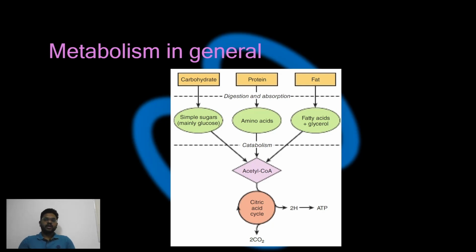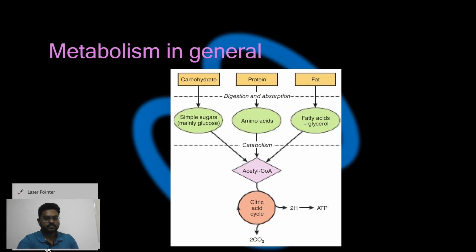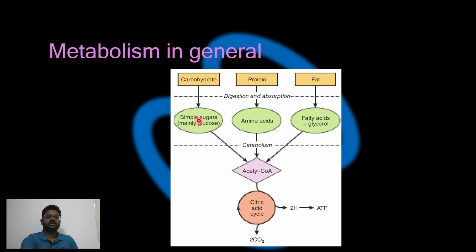So carbohydrates, when they are digested and assimilated in our body, we get a lot of simple sugars. Example: glucose, fructose, galactose, mannose, and all we get. But the most important and most abundant is glucose. Then all the proteins are converted into amino acids, and all the fats are converted into fatty acids and glycerols. As you can see here, they can be converted into fatty acids and glycerols. Now all three, the glucose, amino acids, and fatty acids, are all converted finally into acetyl CoA.